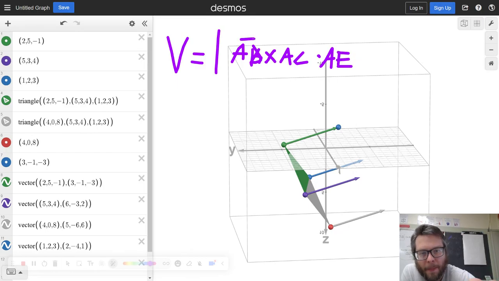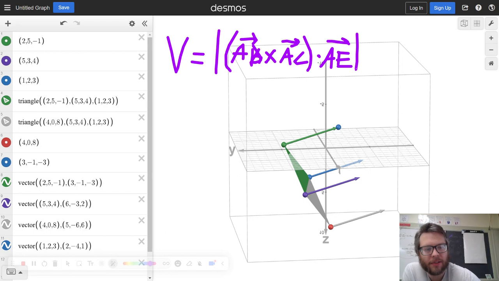Okay, so first you do the cross product. That gives you the area of the base. Then you do the dot product to get you up to the height. Then you do the absolute value and you get a positive number.